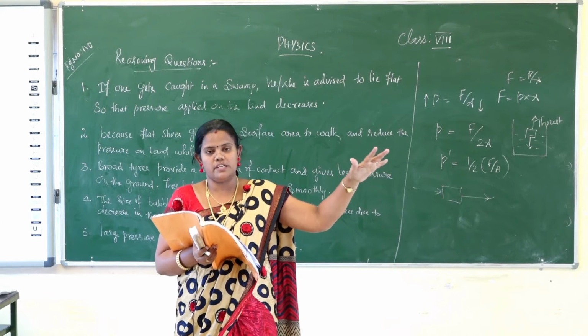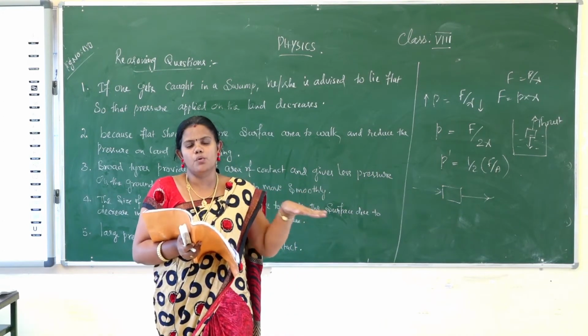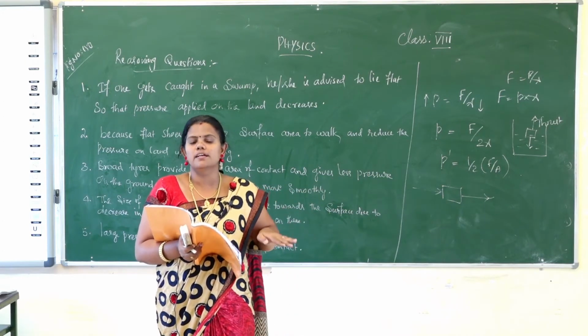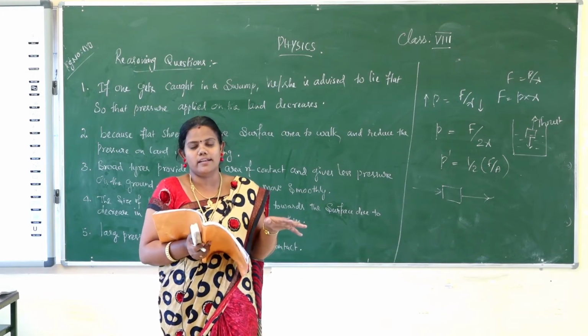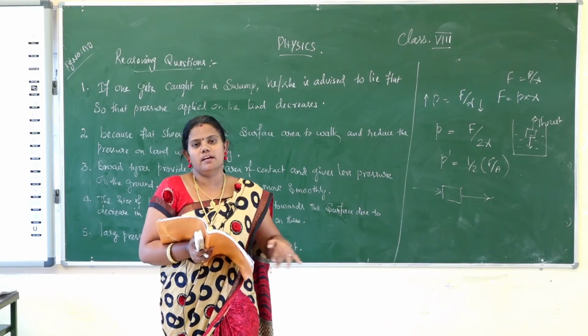A moving object means the object moves because of the friction between the tire, not a tire, the bottom surface and the ground.